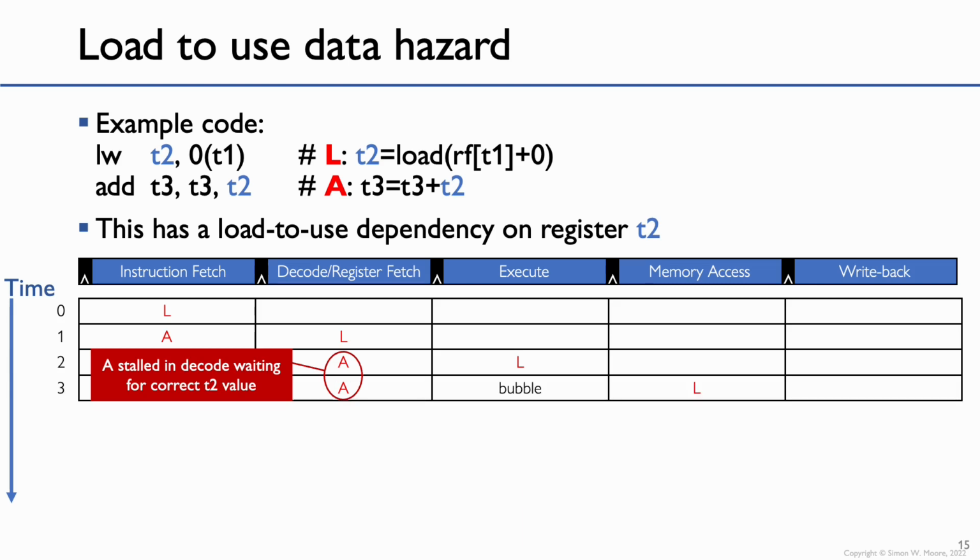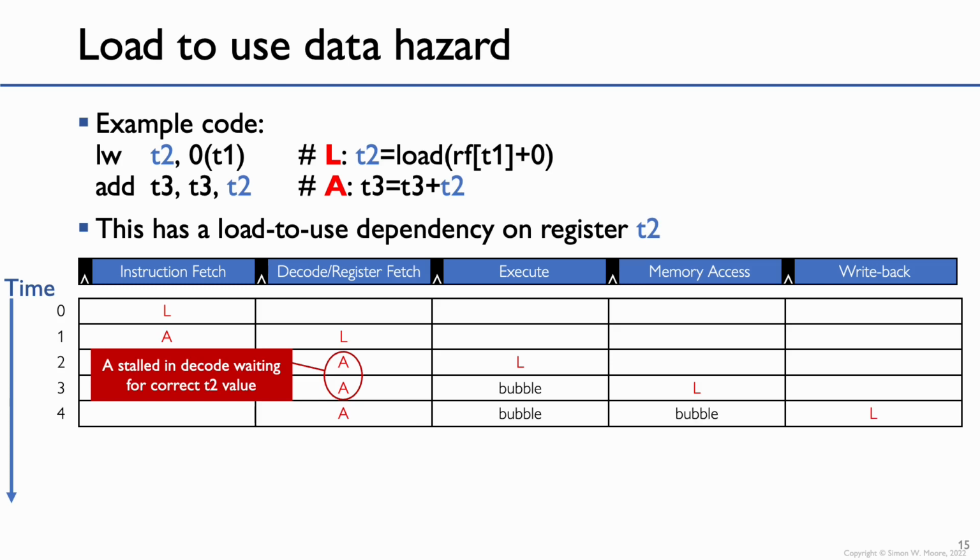So in the next cycle, load is going to proceed down the pipeline to memory access, but add is going to stall in decode. We're then going to allow load to get all the way down to write back, and at this point that result from L will be written to T2 and available for the add instruction.